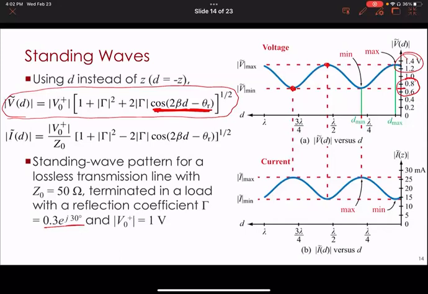theta r. Theta r is fixed, right? It's just part of the gamma. So it's just 30 degrees.